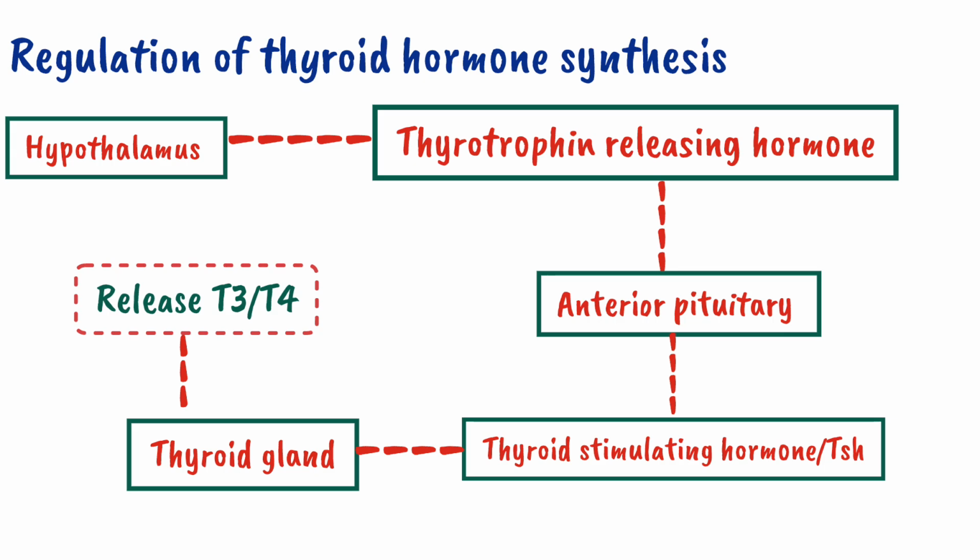This T3 and T4 will circulate in the peripheral circulation, and when the body's requirements are met, they will inhibit the anterior pituitary and hypothalamus, decreasing the levels of TRH and TSH. So it was all about the synthesis of a thyroid hormone.